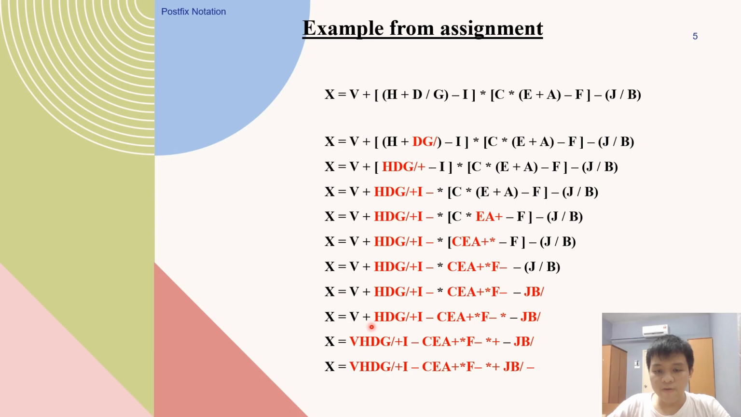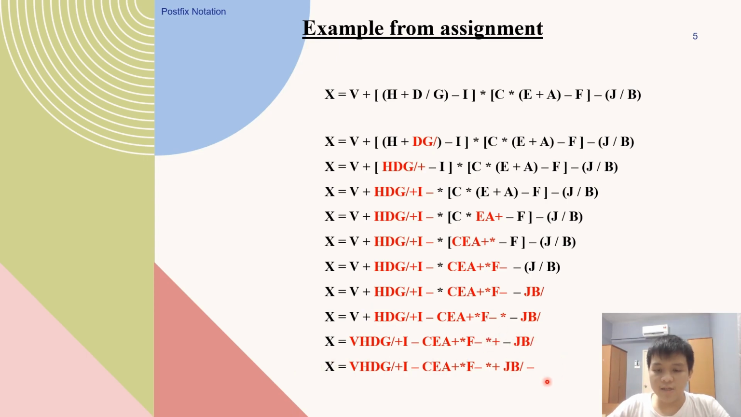So move the operator between two operands. This is the one and this is the one. Move to the back. So it will become V hash D G divide add I subtract C E A add multiply F subtract multiply add. This X is from here. And this we should just leave it.